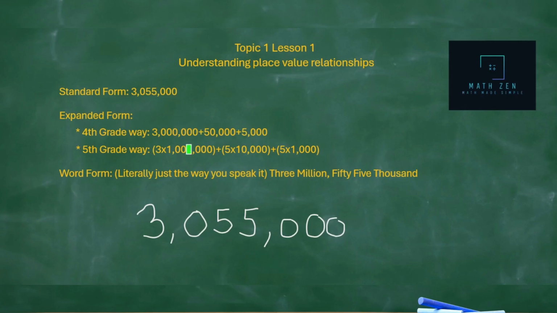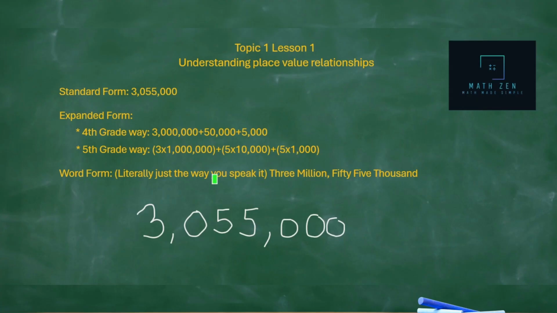5th grade way wants you to do it a little bit different. The 5th grade way wants you to take the actual digit and multiply it by its place value. So in this case, it's a digit 3. It's in the millions place. So you would put that in parentheses, and then you would add the next digit times its place value, which is the 10,000s place. And then you would add 5 times 1,000 because the 5 is in the thousands place.